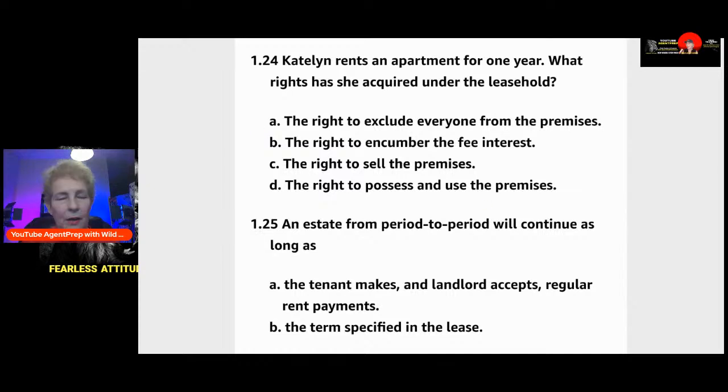All right, so far I got D from Cindy. So remember, when we're a tenant, can we block the owner from coming to the property if something goes wrong and there's an emergency? No. So we cannot exclude everyone. Excluding everyone would mean the owner.